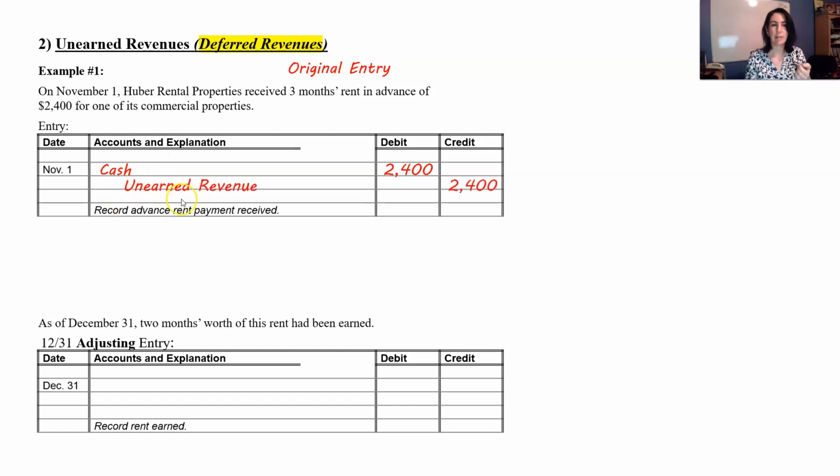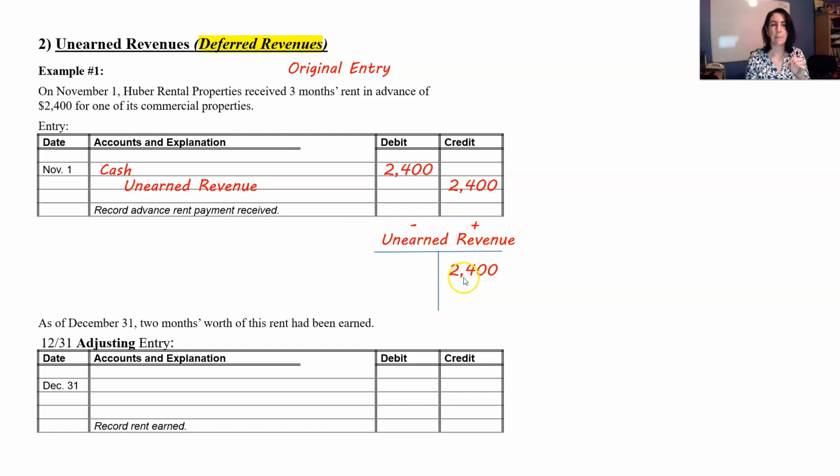So we have a liability to them of unearned revenue. Remember I said unearned revenue is a liability. It means you owe someone something. In this case, you owe them the service of renting your space. So we have this credit here to this liability of unearned revenue. Let's draw our T account for unearned revenue, put our $2,400 in there.